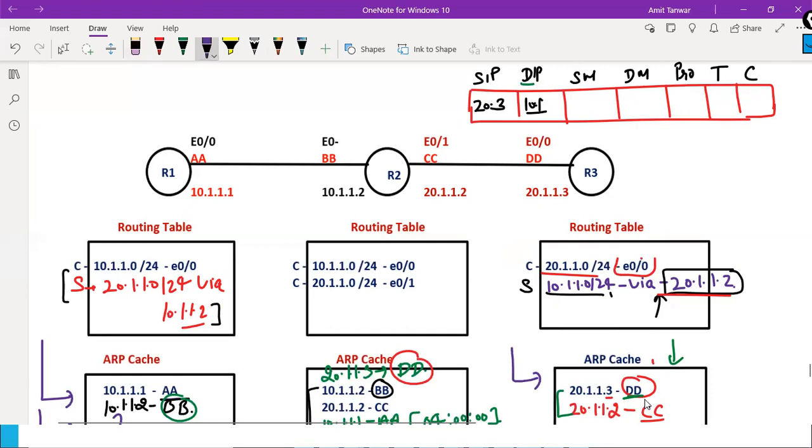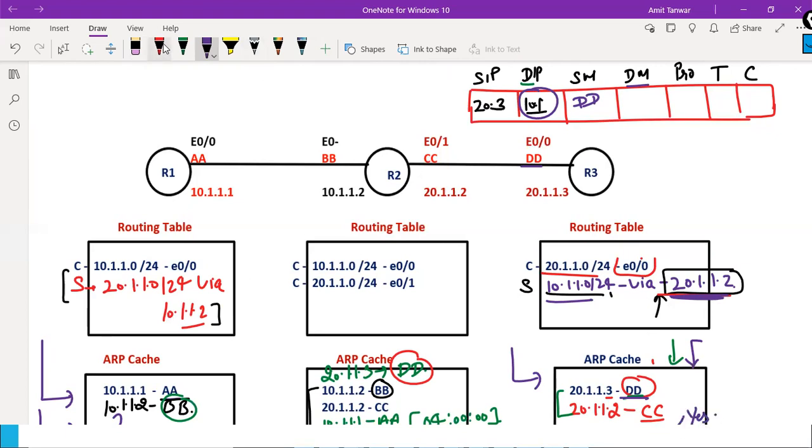Do we have any entry for the source MAC? Source MAC is D. This is there, so it will be updated. Destination MAC: definitely the 10.1.1.x destination MAC is not possible. So then router 3 will look for its gateway. For the gateway, it will check in its routing table how to reach 10.1.1.0 and who is my gateway: 20.1.1.2. So then it will check the MAC address of 20.1.1.2 in our ARP cache. Do we have any entry for 20.1.1.2 in my ARP cache? Answer is yes, it's already there.